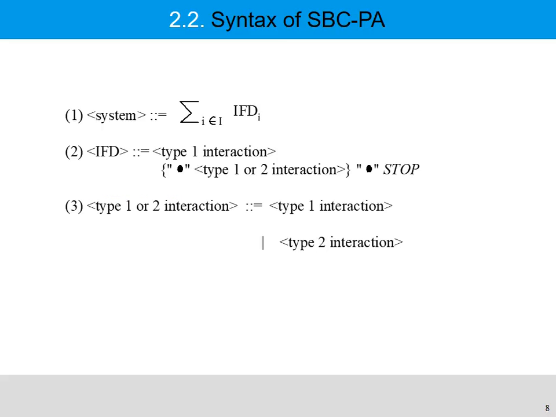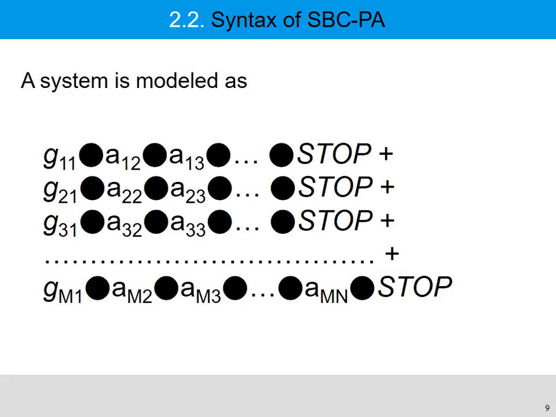SBC Process Algebra uses the BNF rule to describe the syntax of the language. With the syntax description of the language, a system is modeled by SBC Process Algebra as n IFD, with each IFD represented as G11 prefix, A12 prefix, A13, and such.